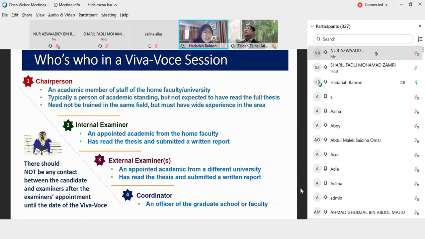Remember, even if the student somehow knows who his external and internal examiners are, there should not be any contact between the candidate and the examiners after the examiners' appointment until the date of the Viva-Voce. They cannot have any kind of contact because that would be unethical.